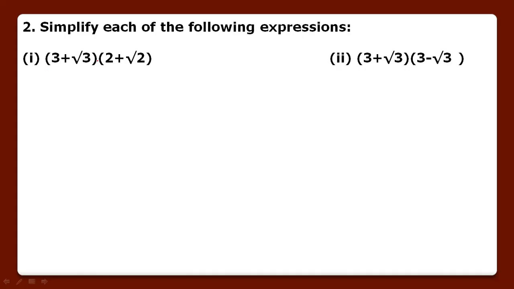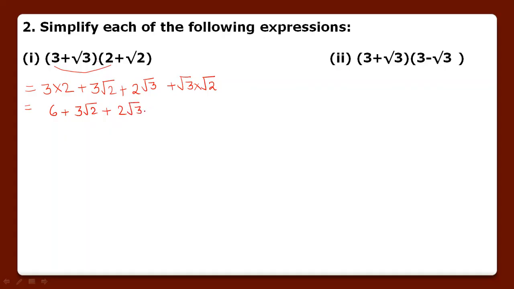First is 3 plus root 3 into 2 plus root 2. Brackets mean multiplication between these two. We'll simply multiply 3 by 2. We'll write like this, 3 multiplied by 2. Now 3 with root 2, the plus sign will come because plus times plus is plus: 3 root 2. Plus root 3 with 2, that would be 2 root 3. Plus root 3 multiplied by root 2. We can write a dot or multiply, that means the same. We'll get here 6 plus 3 root 2 plus 2 root 3. It is a simple multiplication.